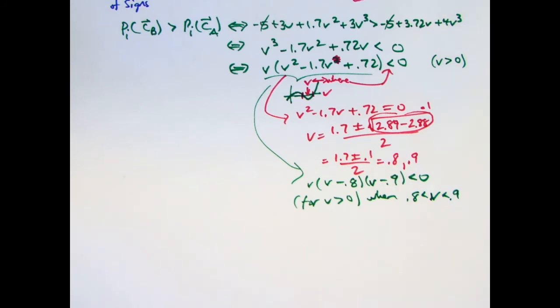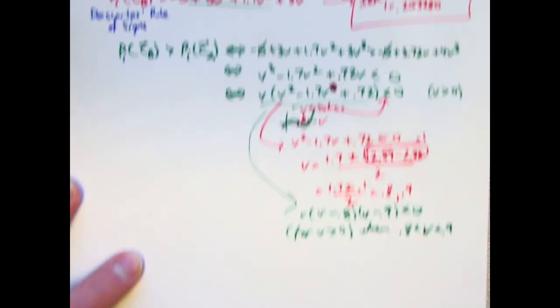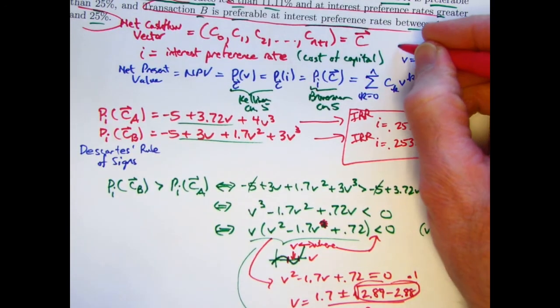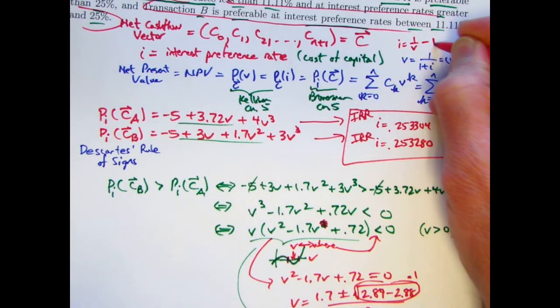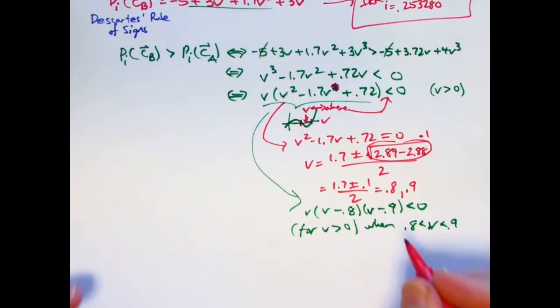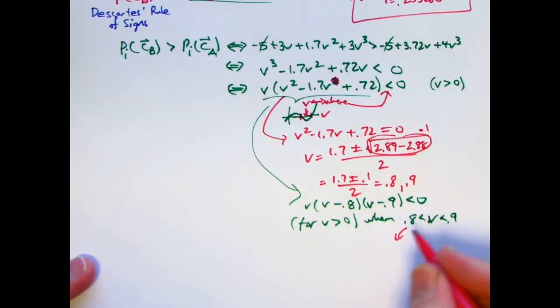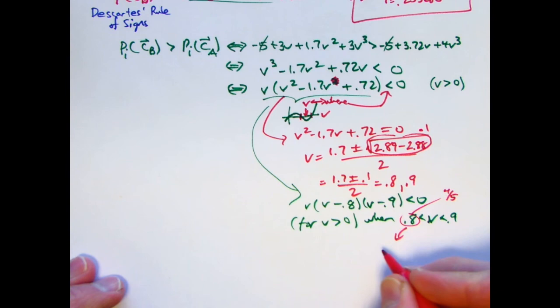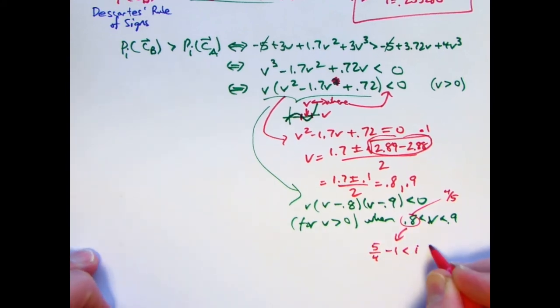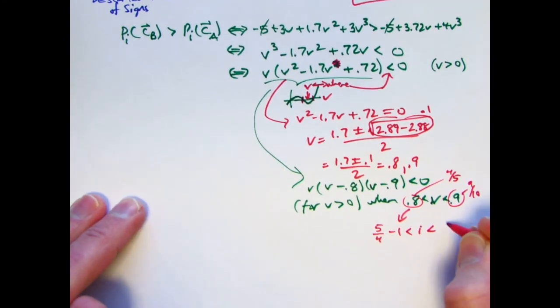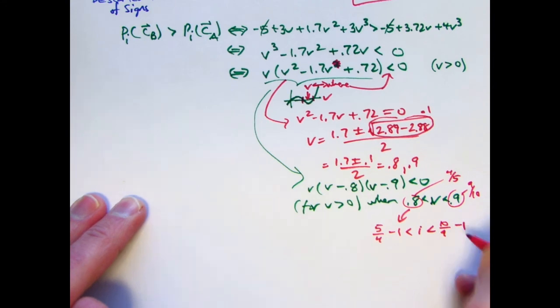Now convert that to I. V is 1 over 1 plus I, so I is 1 over v minus 1. Convert that back to I. So for example, 0.8 is 4/5, so we're going to do 5/4 minus 1. 0.9 is 9/10. Convert that back to I. That's going to be 10/9 minus 1.